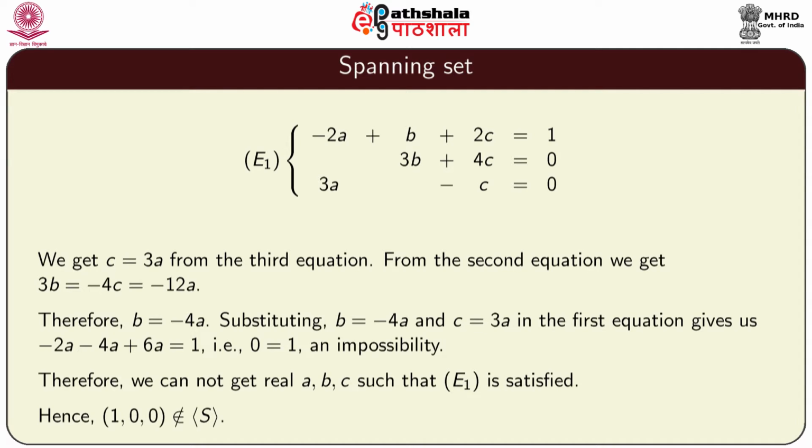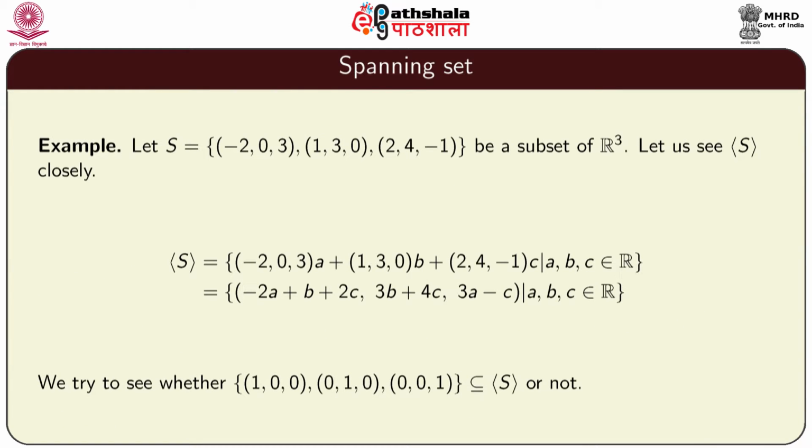Let me go back to the previous slide once. Span of S is the collection of such vectors minus 2a plus b plus 2c, comma 3b plus 4c, comma 3a minus c, where a, b, c are varying in the set of real numbers. So, if you want 1, 0, 0 to be in span of S, that would mean that minus 2a plus b plus 2c should be 1, 3b plus 4c should be 0 and 3a minus c should be 0 for some choice of a, b, c in R.